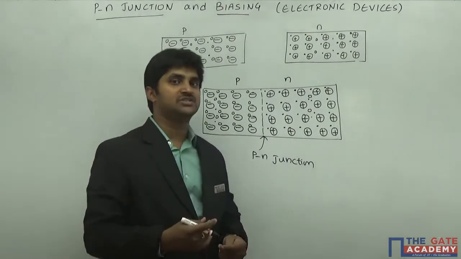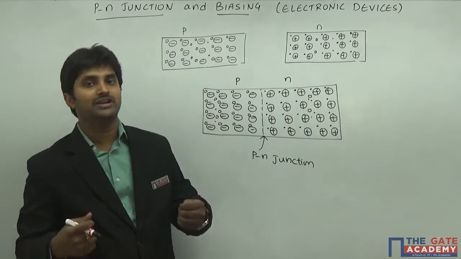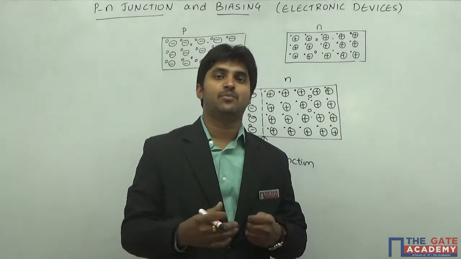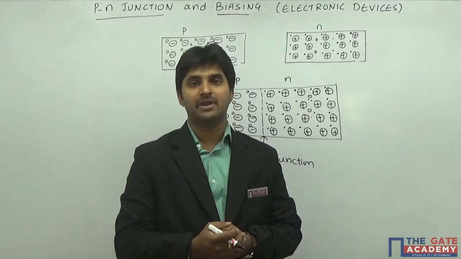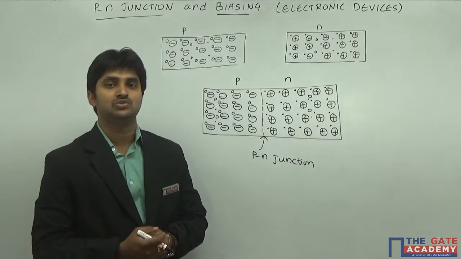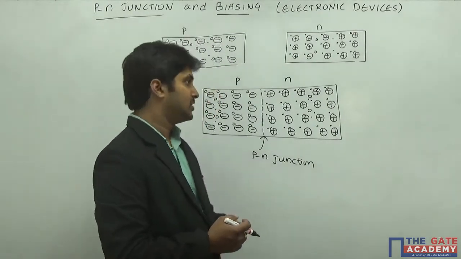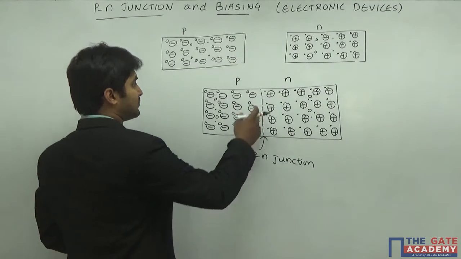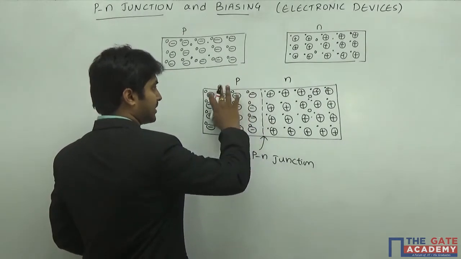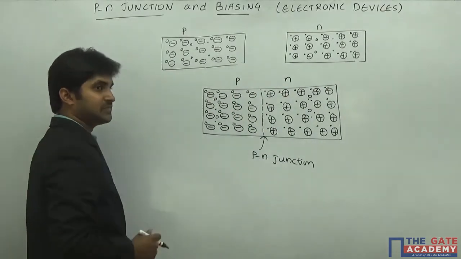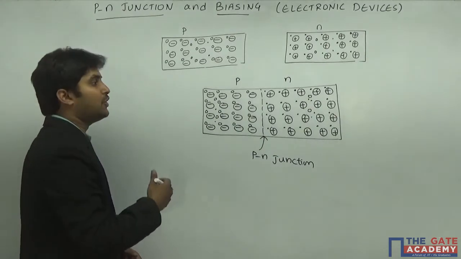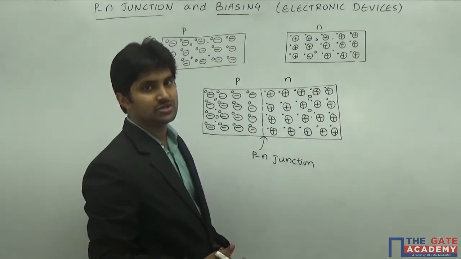It's a very natural process that whenever there is a high concentration at one end and a low concentration at the other end, a process of diffusion happens, moving from the high concentration region to the low concentration region. This is a very natural process, because whenever you have a high concentration of something and a low concentration of the same thing, it will try to move from high concentration to low concentration.